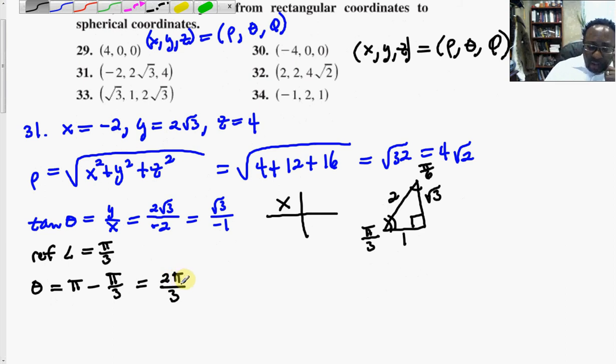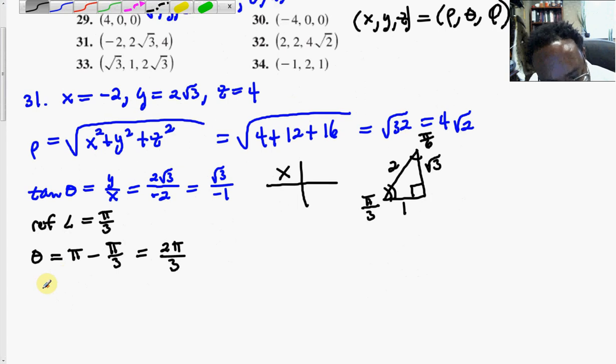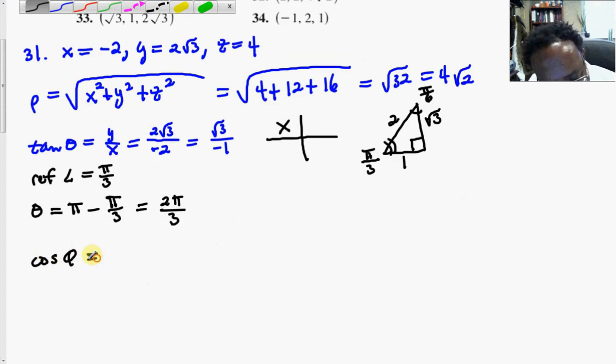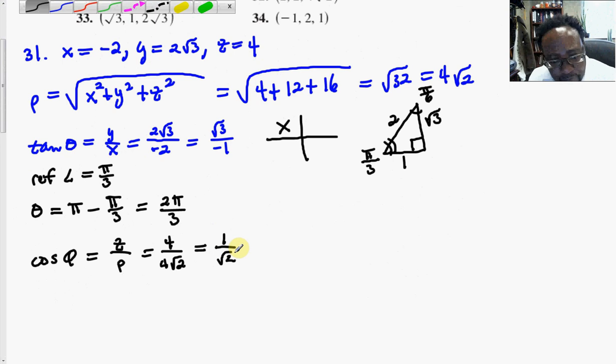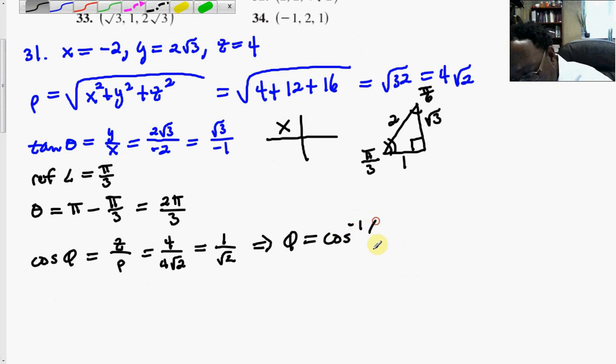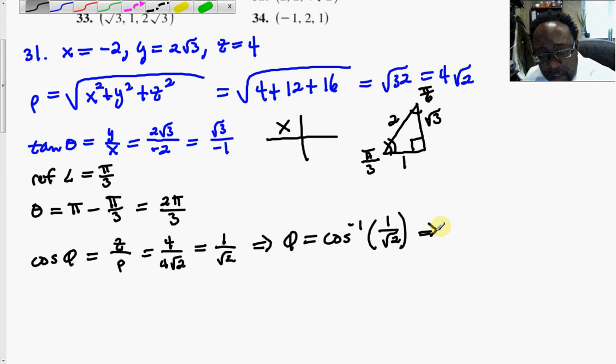Now thirdly, we want to find phi. We use cosine phi to find the angle phi. So cosine of phi is z over rho, because we have z and we have rho. Z is 4 and rho is 4 times the square root of 2. Well, that gives us 1 over the square root of 2. So this implies that phi is equal to cosine inverse of 1 over the square root of 2, and we know the angle is pi over 4.